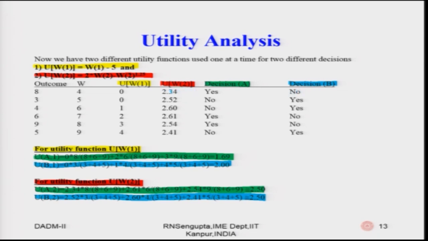So, for decision A it is yes. So, it will be 2.34 into 8 divided by 8 plus 6 plus 9. Then the next one would be 2.61 into 6 divided by 8 plus 6 plus 9, and the last one would be 2.54 into 9 divided by 8 plus 6 plus 9. If you multiply the probability and the utility values and sum them up, the value comes out to be 2.5 approx.